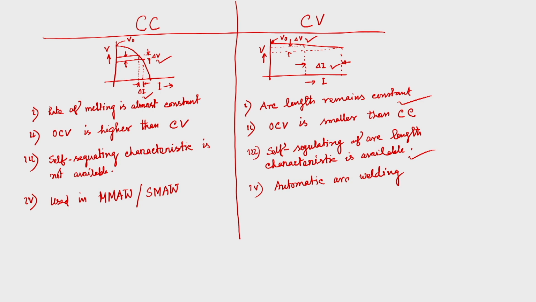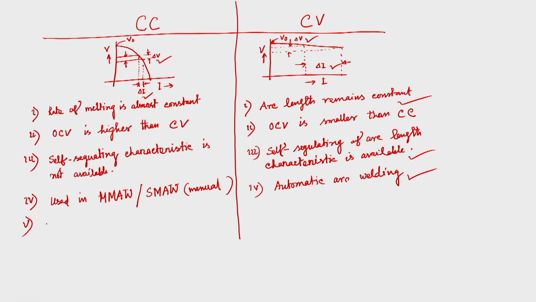Because here, with a constant voltage power source, we can maintain a constant feed rate of the consumable filler wire, since self-regulating characteristics are available. That is why it is used in the automatic arc welding process, while constant current is generally used for the manual arc welding process.